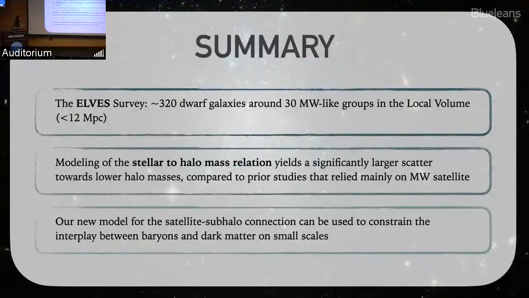So I'm just gonna summarize real quickly. We worked on a survey called the ELF survey where we surveyed 30 Milky Way-like hosts, and we found in total 320 dwarf galaxies. They're all really well characterized. If you're interested, we can also share the data. Modeling using these galaxies, we modeled the stellar to halo mass relation for dwarf galaxies, and we found quite different results from what people find using only the Milky Way dwarf galaxies. And we hope that this model can inform simulations and the physics that people put into their simulations to resolve both what the baryons are doing, but also what's the correct dark matter model. And I don't know if I'm on time. Yeah, kind of? Okay, thanks.